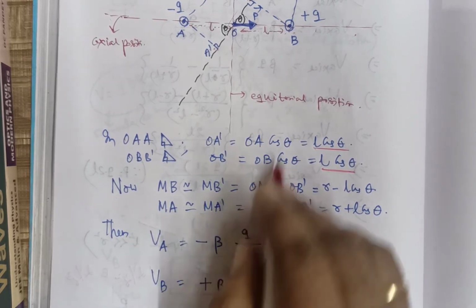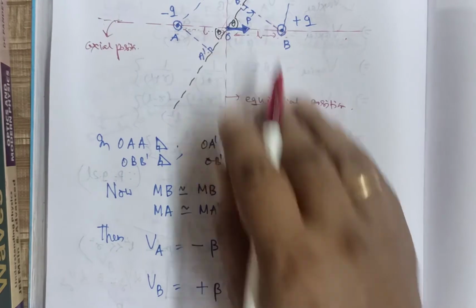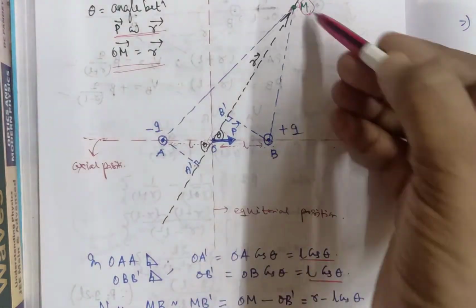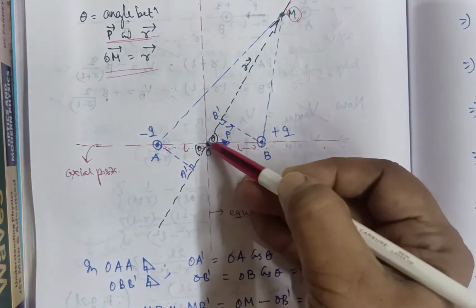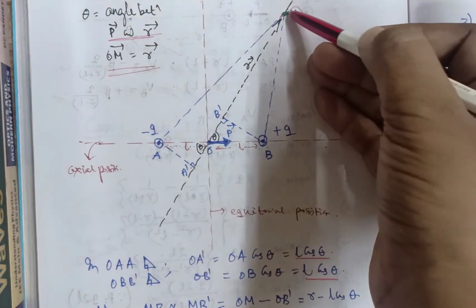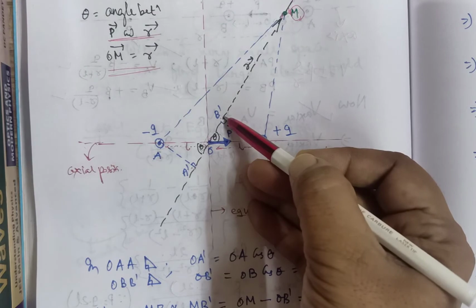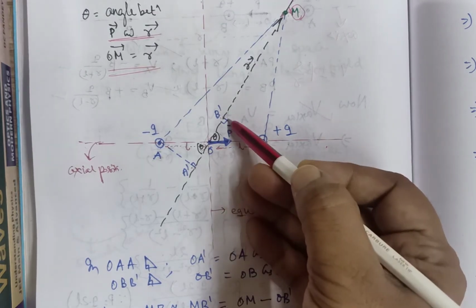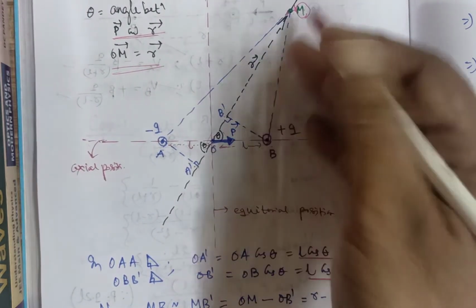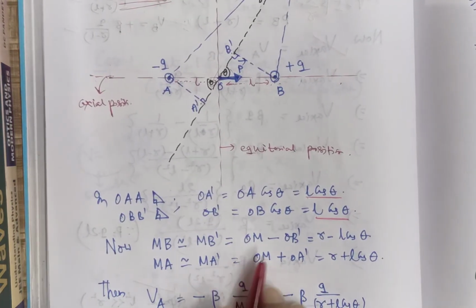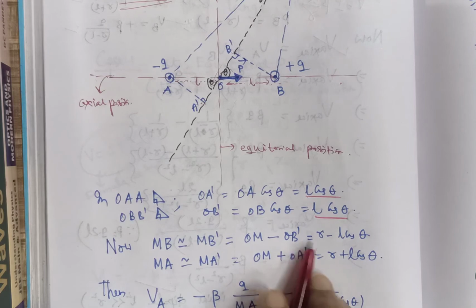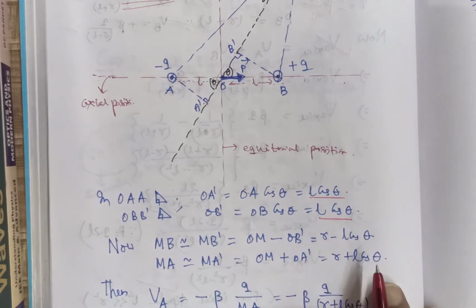And this is only applicable if the distance is very far, that means for an ideal dipole. Again, you see the diagram. How can you calculate MB dash? MB dash means OM minus OB dash. OM is your R. OB dash is your L cos theta. So R minus L cos theta is MB dash. Here I have written MB dash is equal to OM minus OB dash, that is R minus L cos theta.